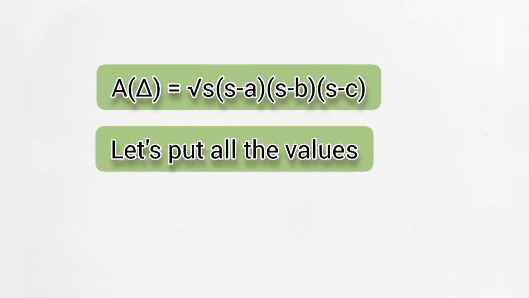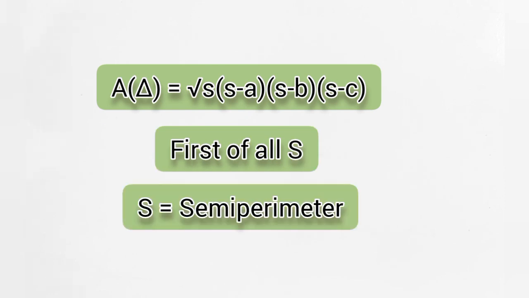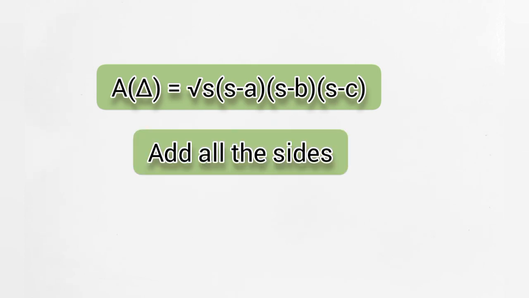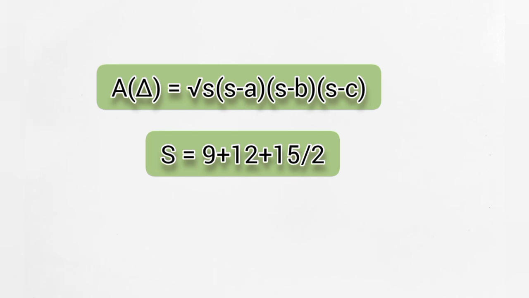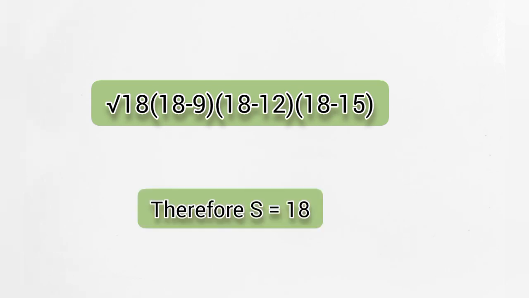Now what is S? First of all, we have to find S. S is nothing but the semi-perimeter. To find the semi-perimeter, we have to add all the sides and divide by 2. So S equals 9 plus 12 plus 15 upon 2, and 9 plus 12 plus 15 equals 36. 36 upon 2 is nothing but 18 centimeter. So the value of S is 18.